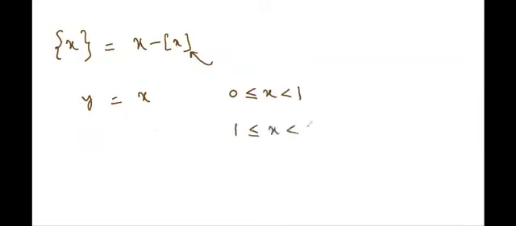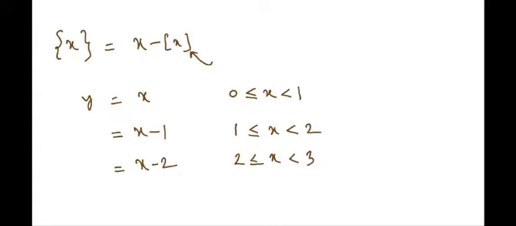But when you take x values from 1 to 2, open 1 to 2, then your x minus step x means it is x minus 1. If you take x values from 2 to 3, then your step x value is 2. So like this, your fractional part outcomes are in 0 to 1, it is the x graph only. In 1 to 2, it is x minus 1. In 2 to 3, it is x minus 2.